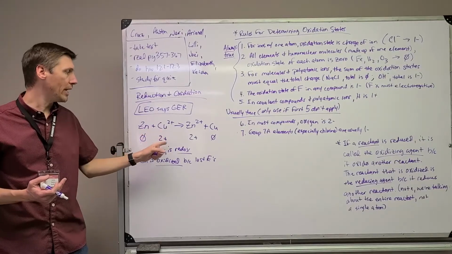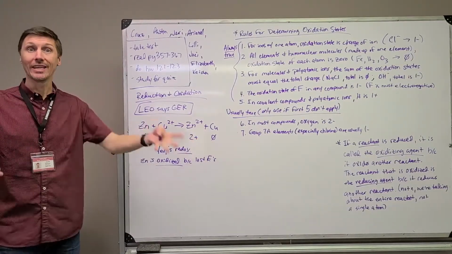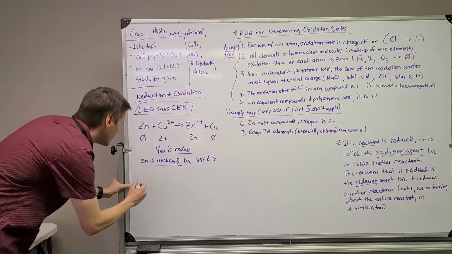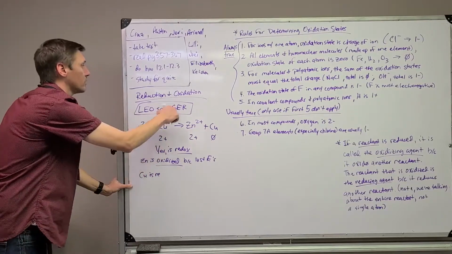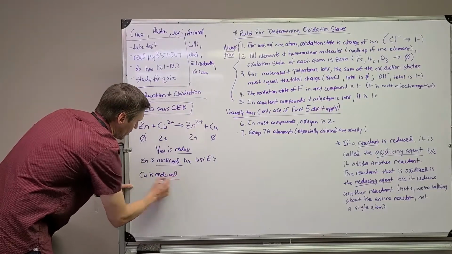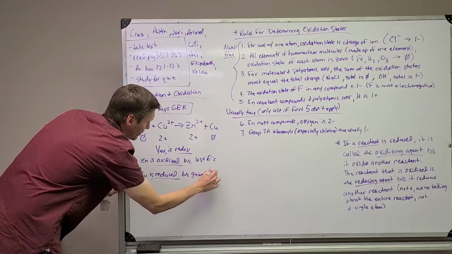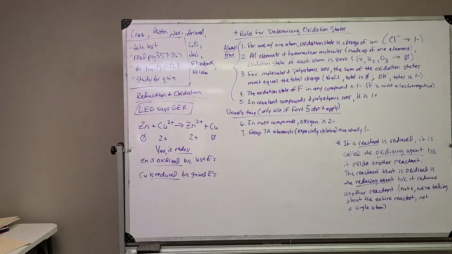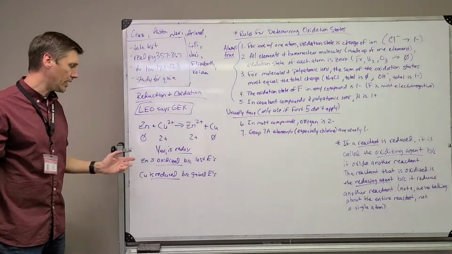Cu became more negative, and so in order to become more negative, it must have what? Gained electrons, right? It must have gained some negative particles. So Cu is reduced because it says GER: you gain electrons, you're reduced. It's reduced because it gained electrons.